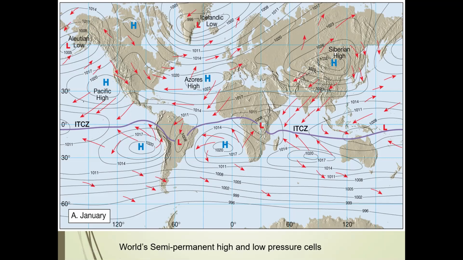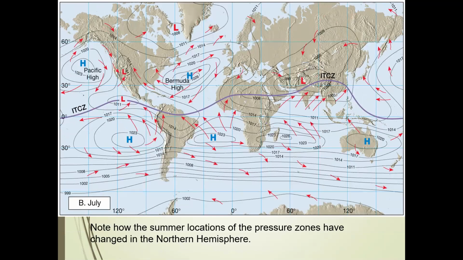But in July, that high pressure system moves back toward North America, and it's called the Bermuda high. Still, the circulation is the same, caused by those two wind belts.